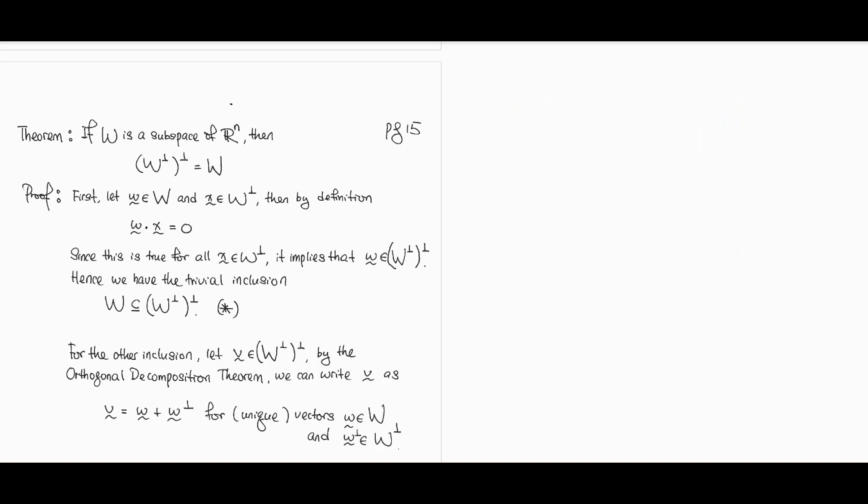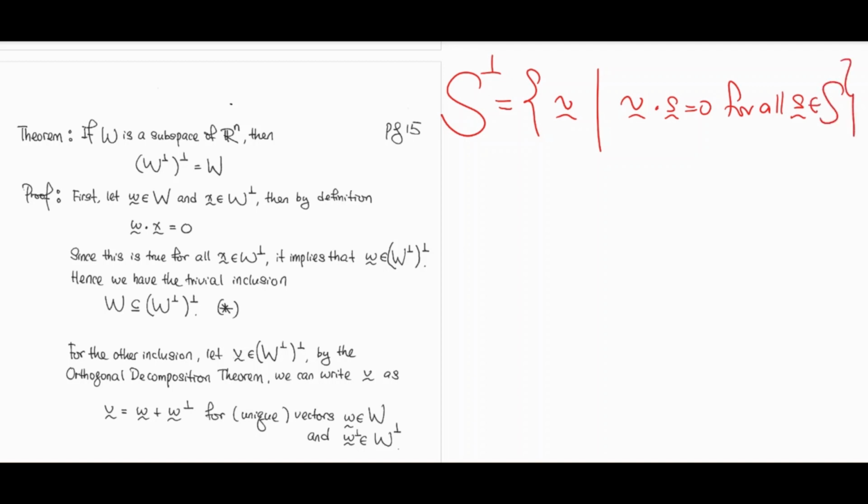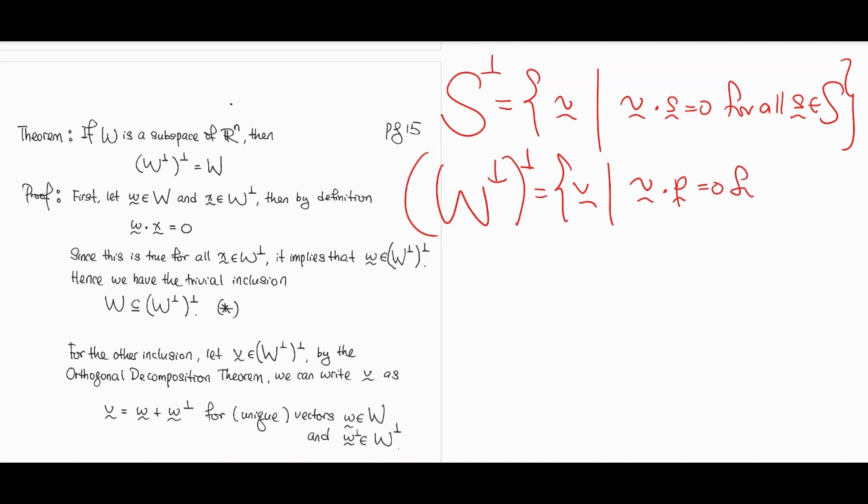So let me just remind you that if you have a vector space S, the orthogonal complement of S is all the vectors V such that V dot S is equal to 0 for all S coming from S. So W perp is going to be all the vectors V such that V dot P, let's use P, is equal to 0 for all P in W perp. This is kind of like the set S right here. That's what we have to do.